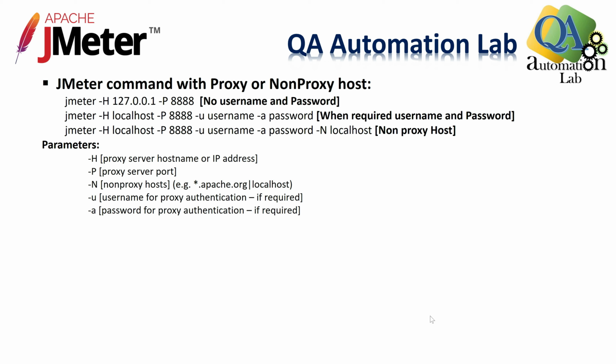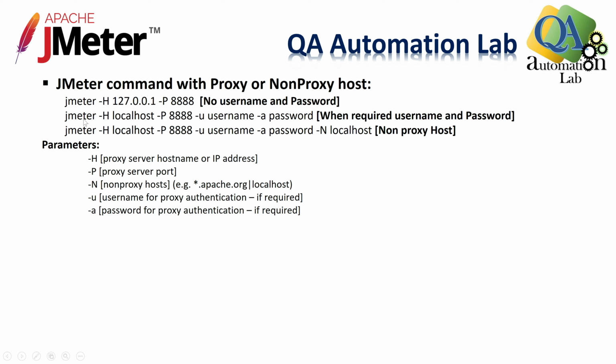Next one is the jmeter command with proxy or non-proxy host. In case a proxy is configured, in such a scenario, the first command is for when there is no username and password. So we are mentioning jmeter -H 127.0.0.1 -P. P denotes port 8888. This is the default port number in JMeter.